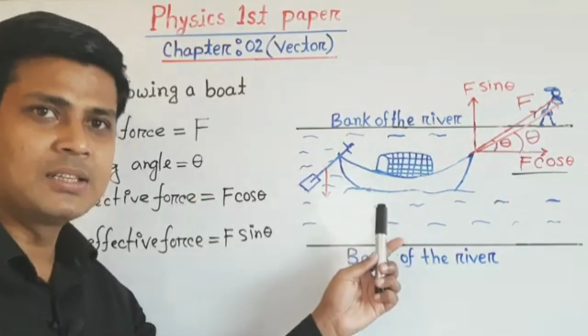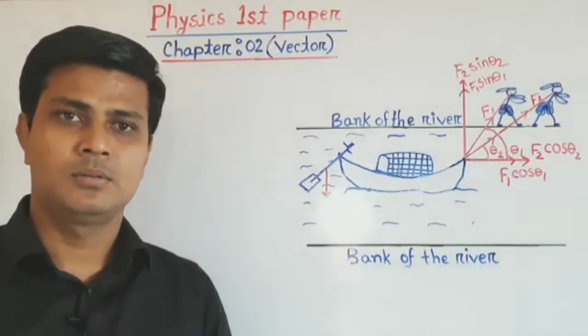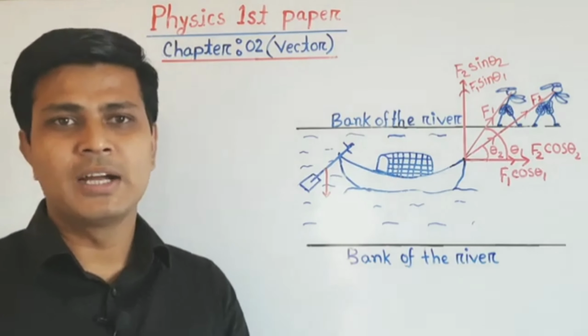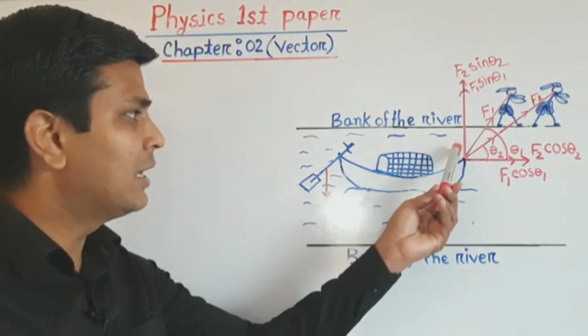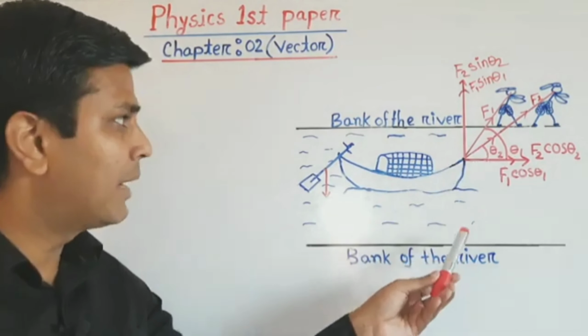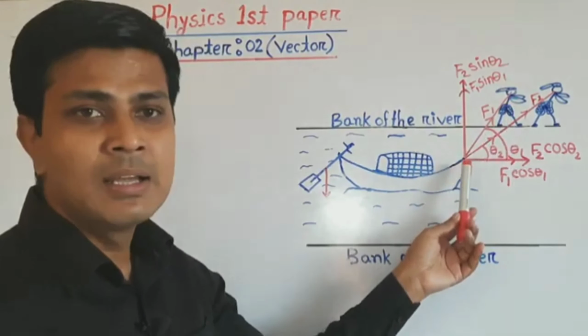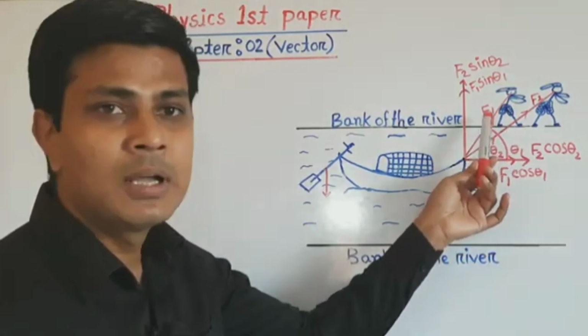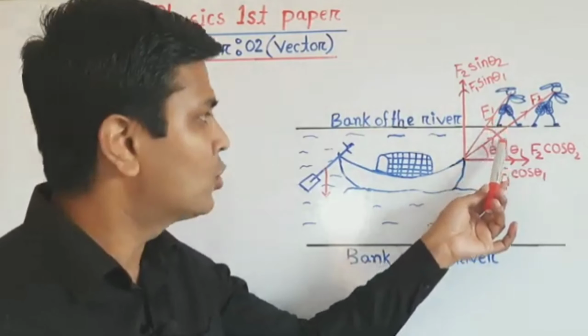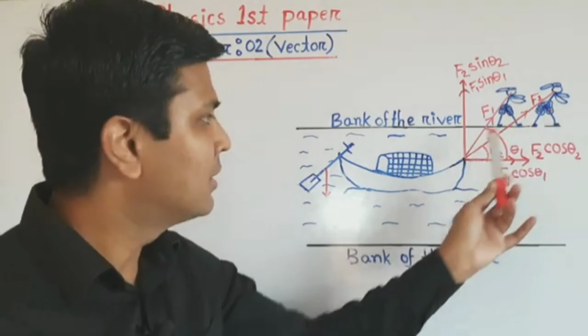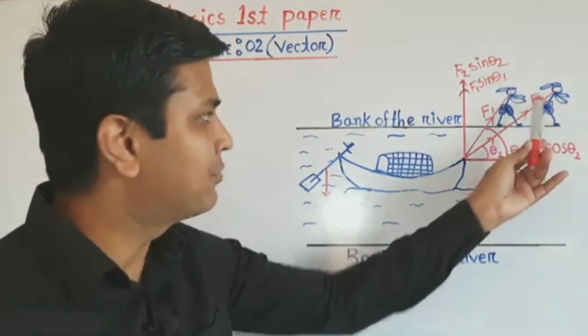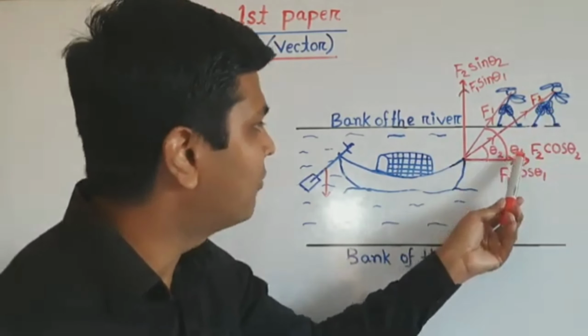Now consider two persons pulling the boat by two ropes. Here you can see the first person pulling the boat by a rope applying F1 force, and the second person pulling the boat with F2 force, making an angle of theta 2.